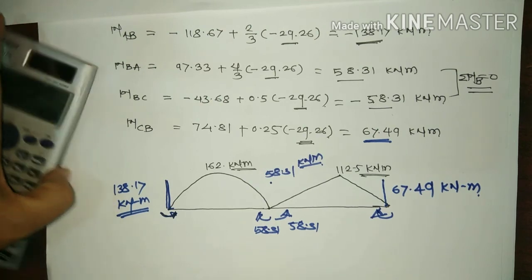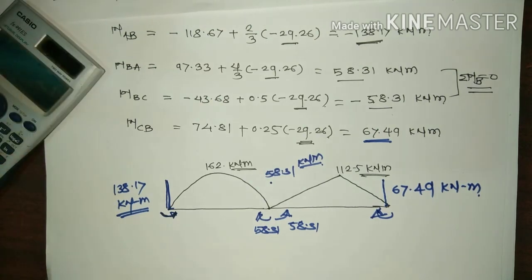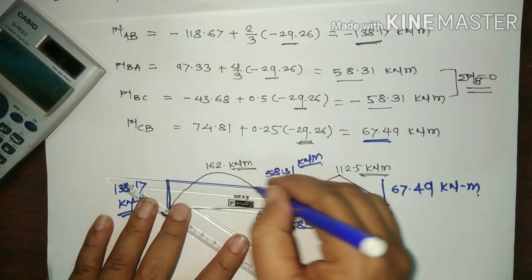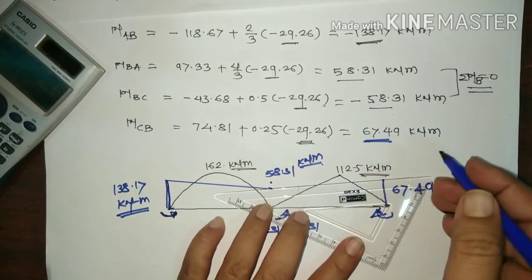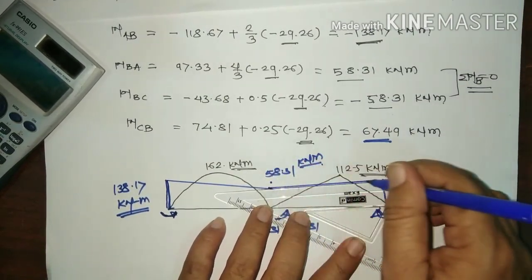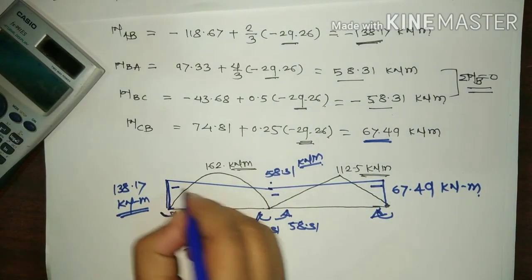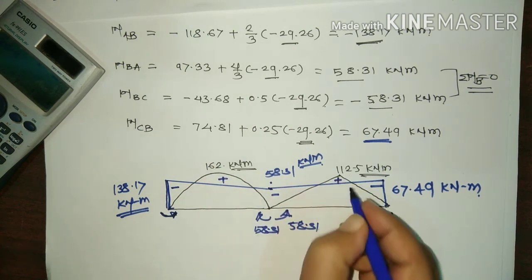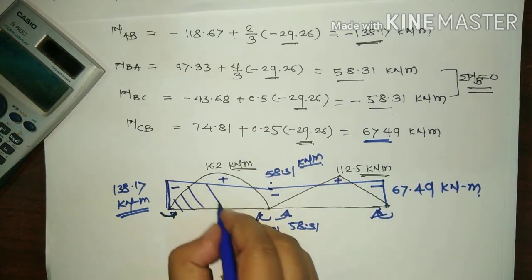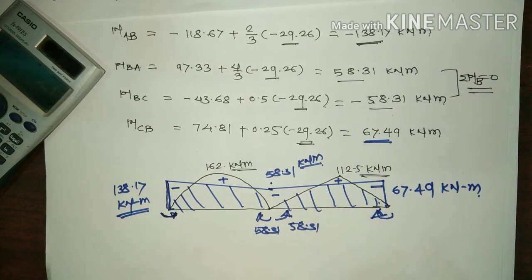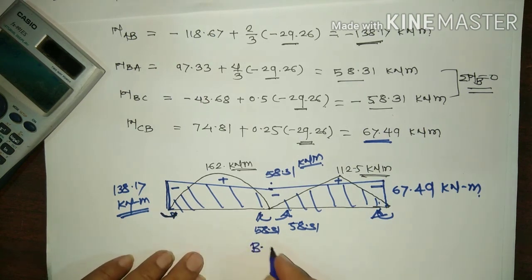Now join these points all here. Suppose something here down, in this way. This is the final BMD. Now this part is minus, this part is minus, this part is minus. Above the line is plus, and this common part gets cancelled out. This is the combined BMD. Thank you.